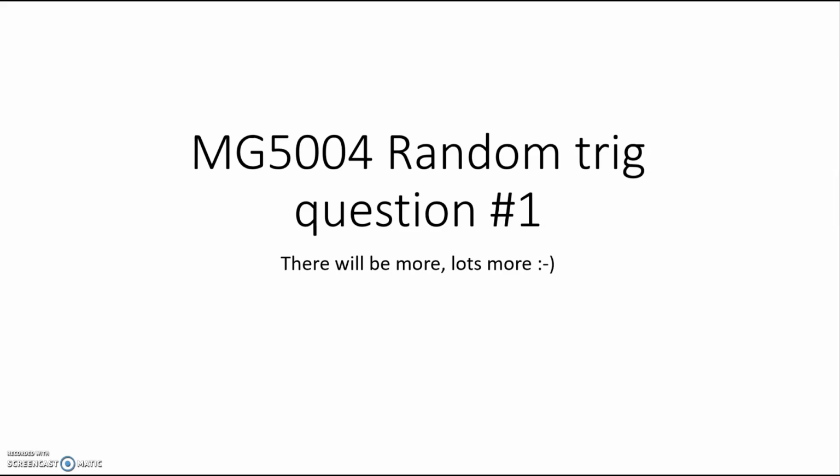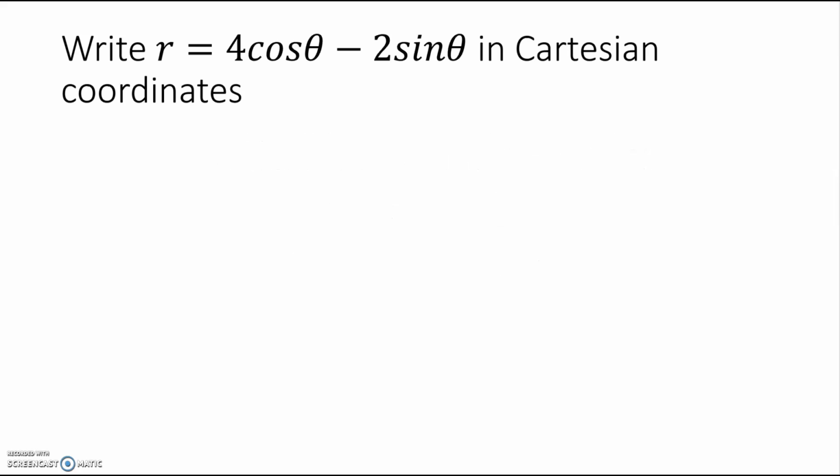Now, the question that I want to look at here is to write r equals 4 cos theta minus 2 sin theta in Cartesian coordinates. That means you need to write it in terms of x and y. That's what that means.